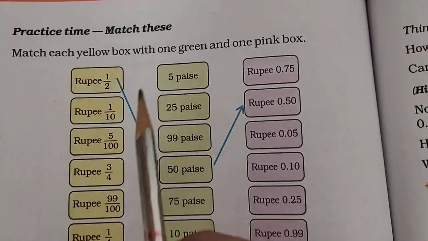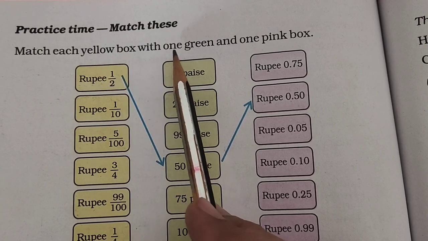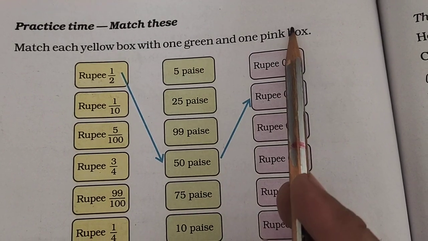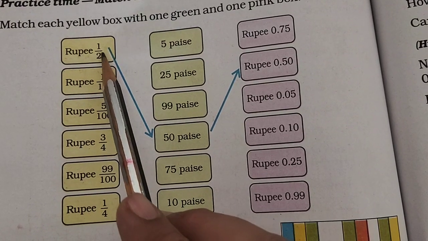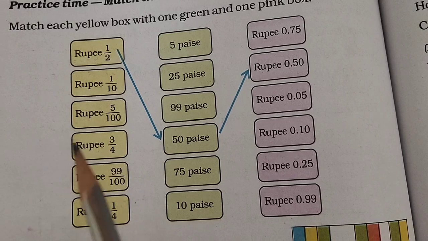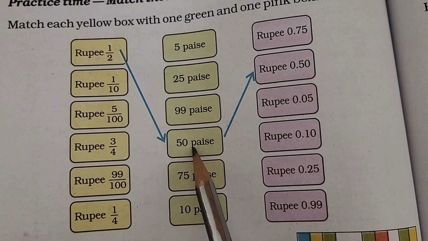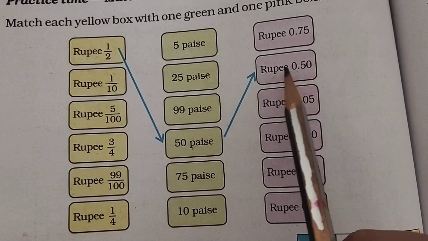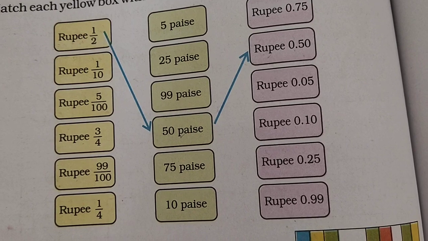Now, practice time, match this. Match each yellow box with one green box and one pink box. In one yellow box we see half rupee. Half rupee means 1 rupee has 100 paisa. The half of that is 50 paisa. The half rupee is 50 paisa. If you want to convert it into rupees, it will be 0.50. Same way we are supposed to convert here.